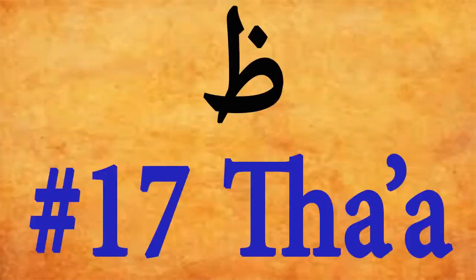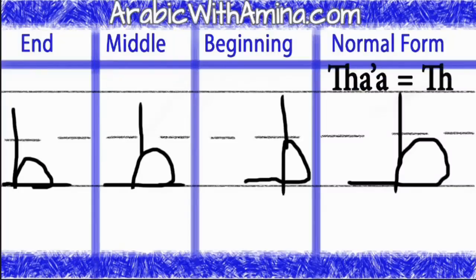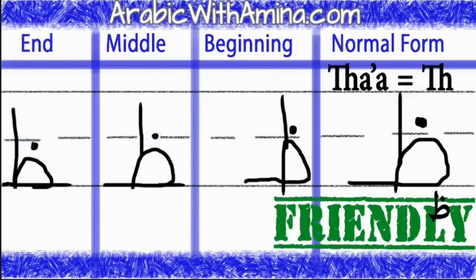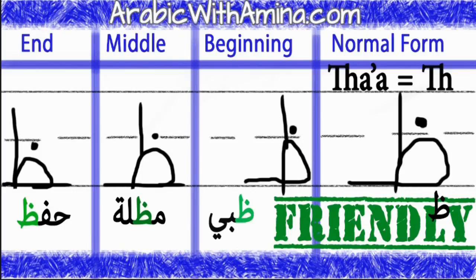Letter number 17 is dha, and in English it would be th. And we have 3 letters that are actually th, and I will explain them at the end of the video again. It's the same as the previous letter with a dot on top, friendly, connected to any letters after it. If it was after a mean letter, you simply disconnect it.